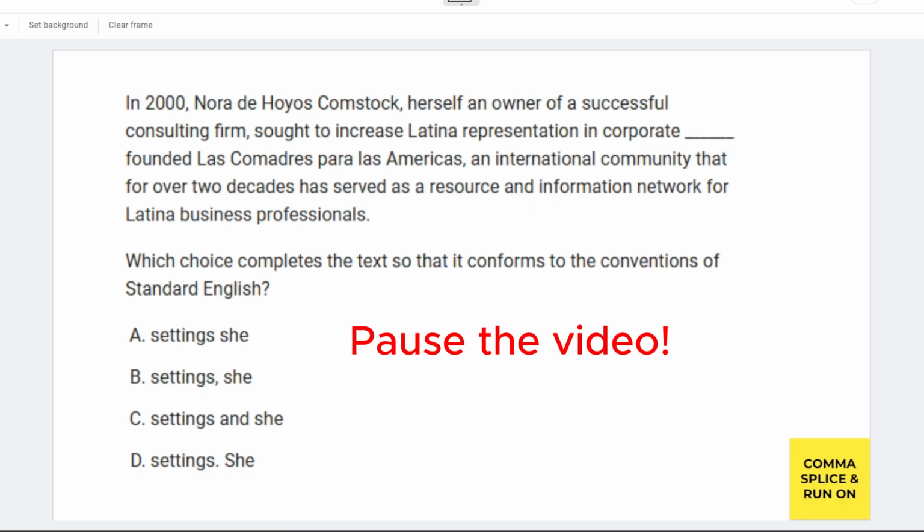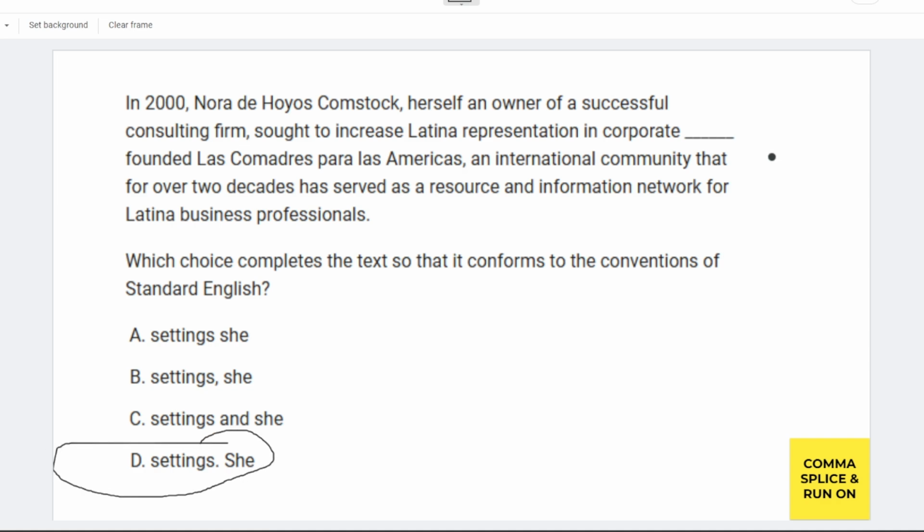Alright, here's another question that you can try out for yourself. So let's look at this question, and if you answered D, you're correct. I noticed that these are two independent clauses, because I stopped when I was reading it. I stopped because it was to increase Latino representation in corporate settings. She found it, so it's definitely an independent clause. If you look at A, it is a run-on sentence, which means it connects two or more independent clauses with the wrong punctuation. So A is out.